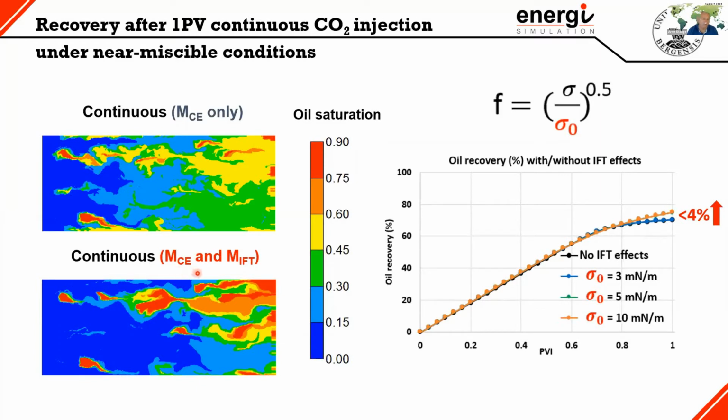So we're using a Coats type of correlation for how to move towards miscibility. And it has an onset of interfacial tension. So here we have changed it from 10 to 5 to 3 millinewton per meter, or dynes per centimeter, or we have no effect at all. And we see if you have a strong effect here, we see a change that affects recovery in the order of up to 4%.